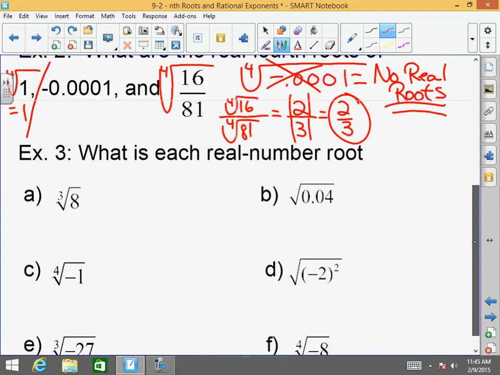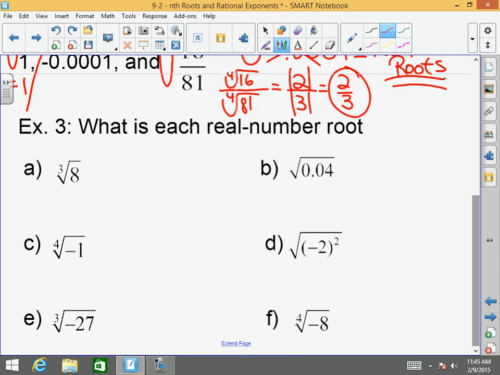Check out example 3. Let's do a few more. The cube root of 8, that's 2. We don't have to worry about putting odd indexes in absolute value ever. We only have to worry about the absolute value when it comes to even roots. The square root of 0.04 is 0.2. But that has an exponent of 1, so it must come out as an absolute value, which equals 0.2. The fourth root of negative 1, that's not a real root.